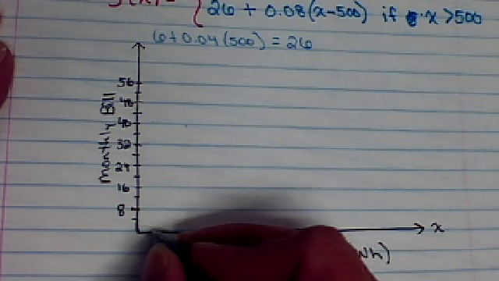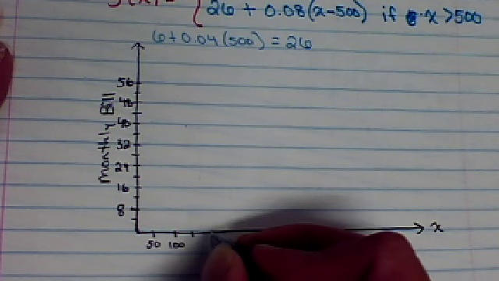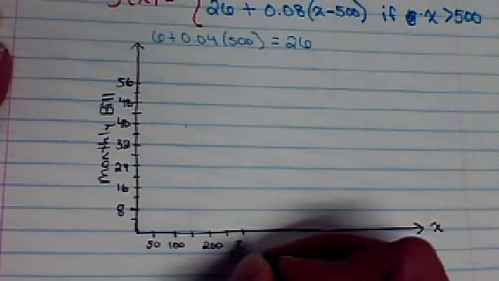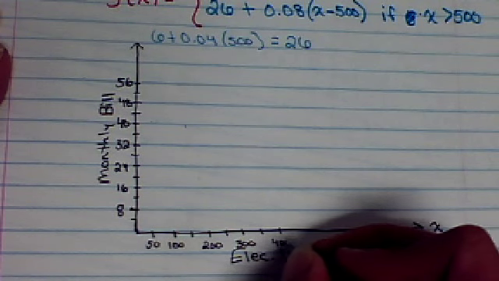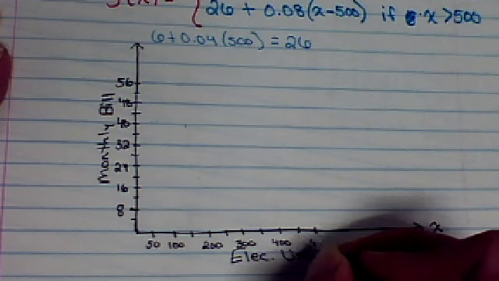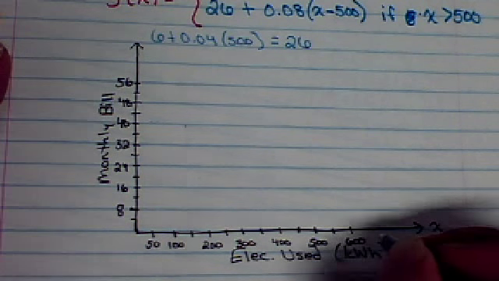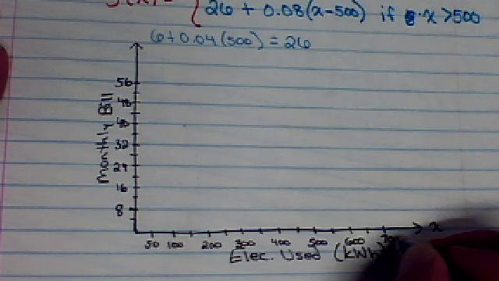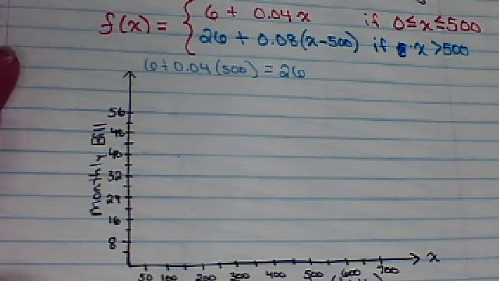And down here, let's count by 50s. 50, 100, 150, 200, 300, 400, 500, 600, 700. Now, what's the easiest way to plot some points here?